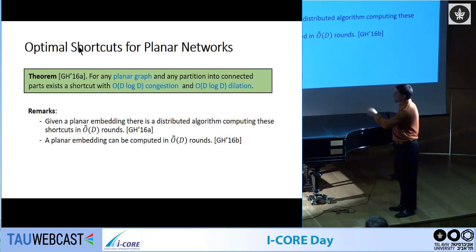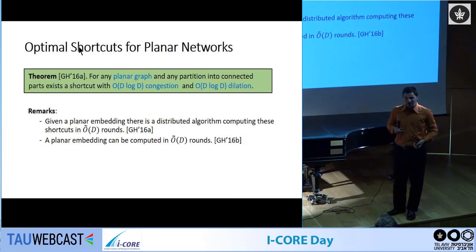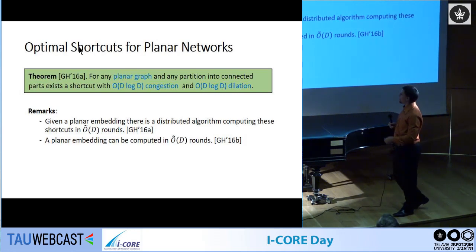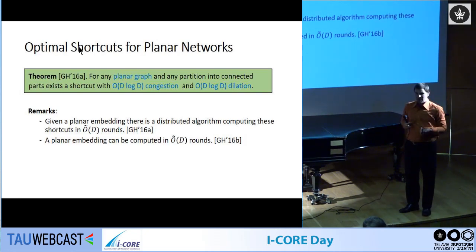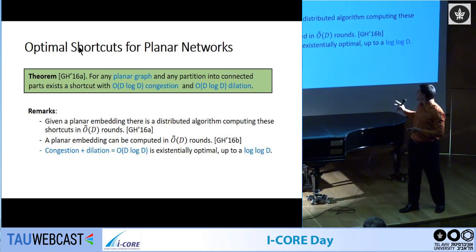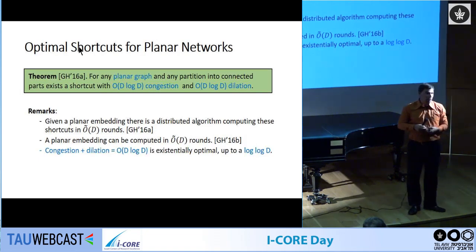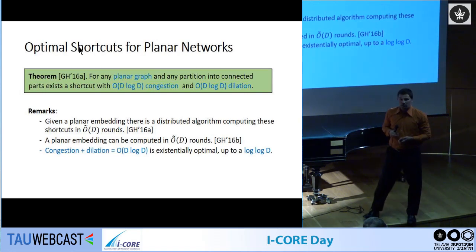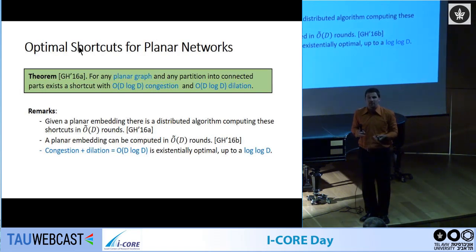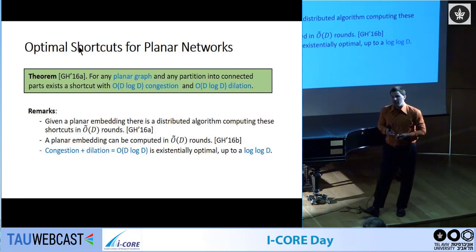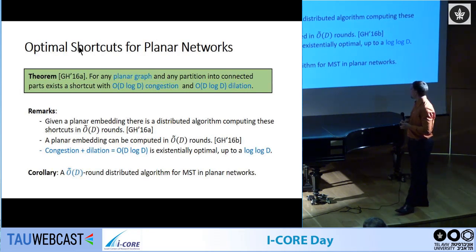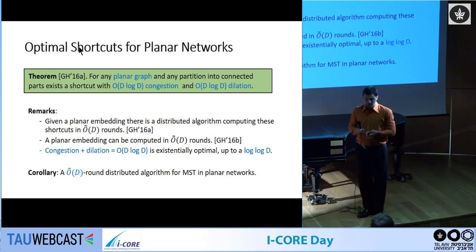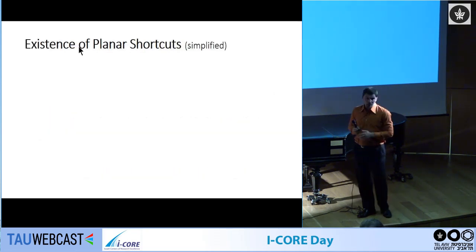But this is not quite as simple as I wanted it to be. But in order d time, we can compute an embedding. Once we have the embedding, we compute these nice shortcuts, which we know exist. And then we have a faster algorithm. In fact, the log d that's here is actually also tight, at least up to a log d. So there are some planar graphs in which you cannot get quality exactly d. You need to have d log d, at least d over log d. Awesome. So what we get from this is order d round distributed algorithms for minimum spanning tree and many other problems. And I want to give you at least some insight into how this works.